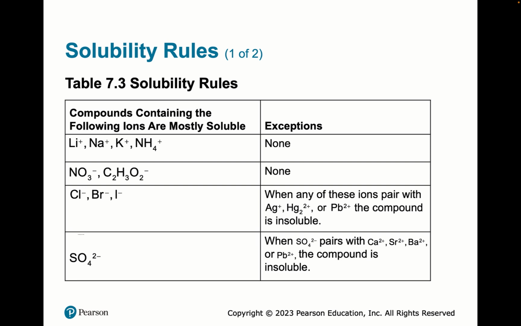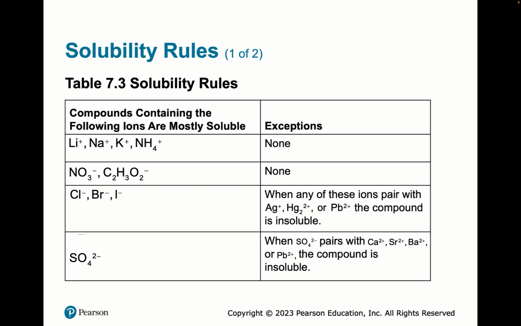The halides, chloride, bromide, iodide. These tend to be soluble too, and the word halogen even means salt forming. But there's a couple of exceptions. These tend to be soluble except when they pair with silver, lead, or mercury. Same rule with sulfate. Sulfate tends to be soluble, with the exception of some of the alkaline earths, calcium, strontium, barium, and lead. So in lead plus 2 specifically, the compound is insoluble.